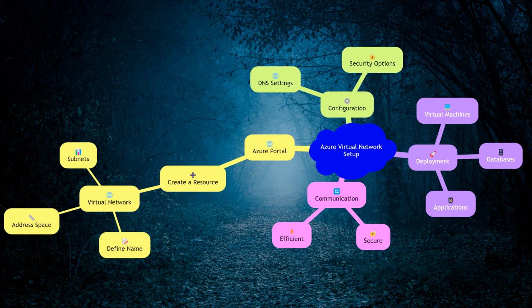To create a virtual network in Azure, navigate to the Azure portal, select Create a Resource, and choose Virtual Network. Define the name, address space, and subnets for the VNet. Configure DNS settings and security options as needed. Once the VNet is created, you can deploy resources such as virtual machines, databases, and applications within the network, ensuring they can communicate securely and efficiently.